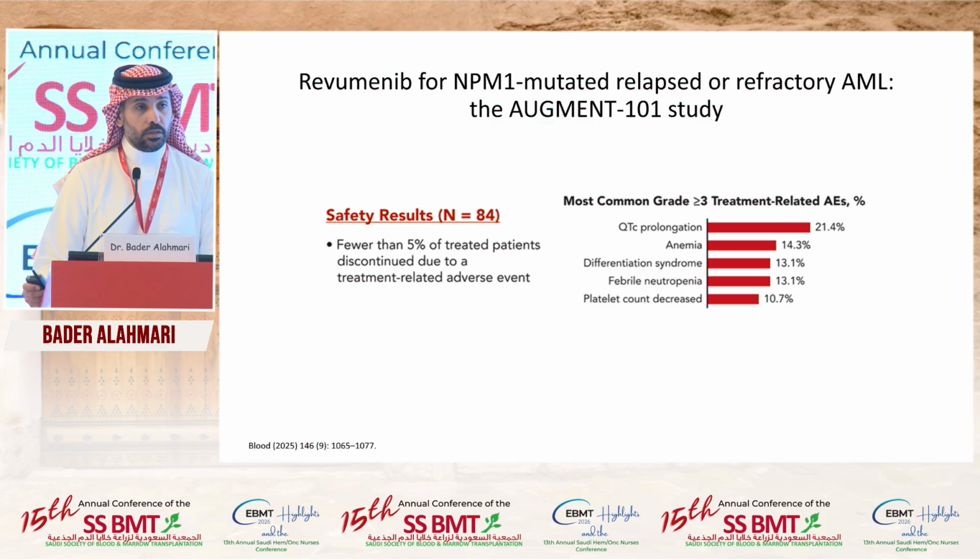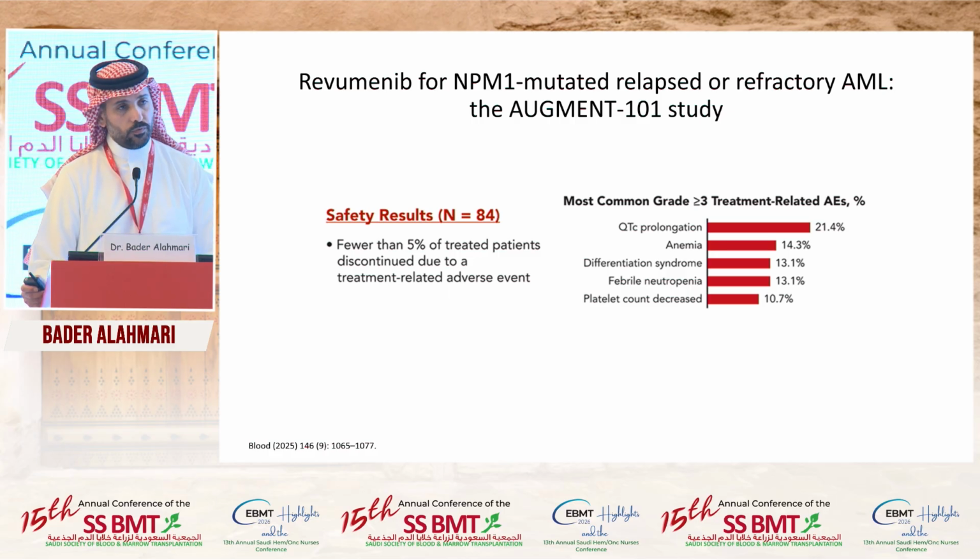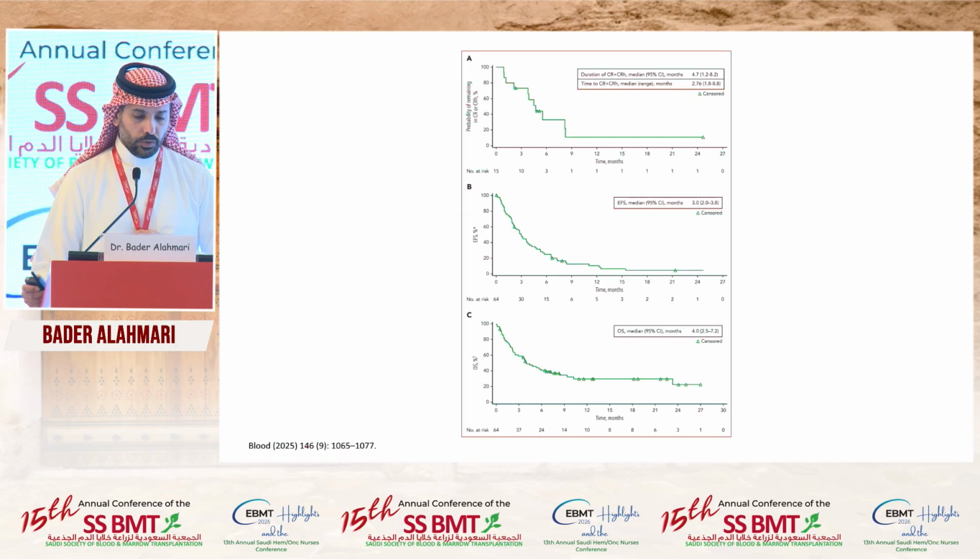Differentiation syndrome can happen. Grade 3 and more, 13% is a significant percentage, indicating someone who already has symptoms requiring oxygen and needs discontinuation and intervention at this stage. Febrile neutropenia, 13%, compared with, for example, venetoclax, is much more favorable. Duration of response was 4.7 months, the median duration of response, EFS 3 months, and median overall survival was 4 months.